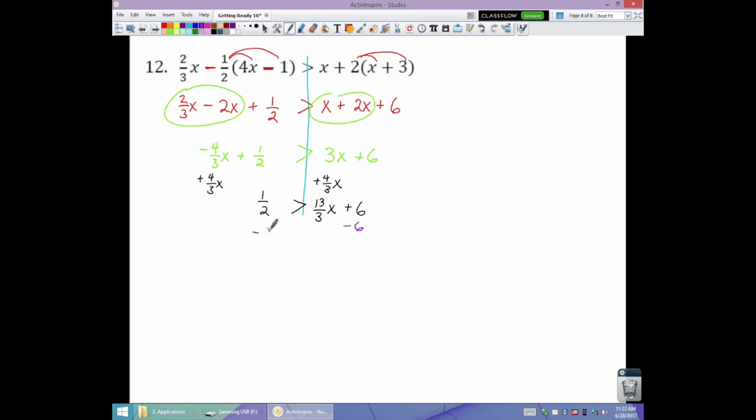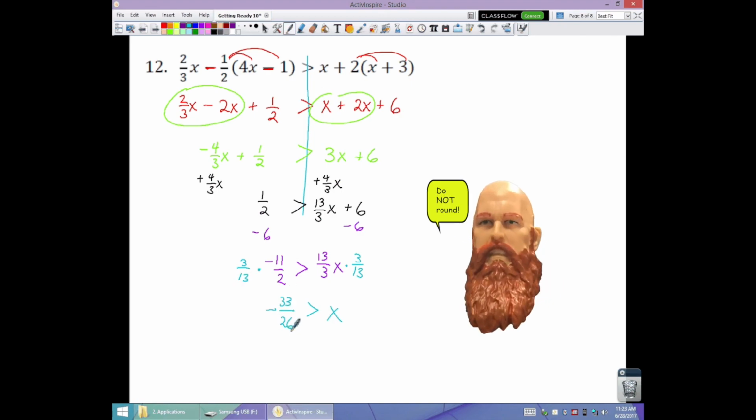Subtract the 6 from both sides. Well, 6 is 12/2, so 1/2 minus 12/2 is negative 11/2, greater than 13/3 x. And last step, to get rid of this fractional coefficient, I multiply by the reciprocal 3 over 13. Multiply both sides times 3 over 13. So here I have an x. This is a positive times a negative, leaving me a negative 33 over 26. That cannot be reduced.